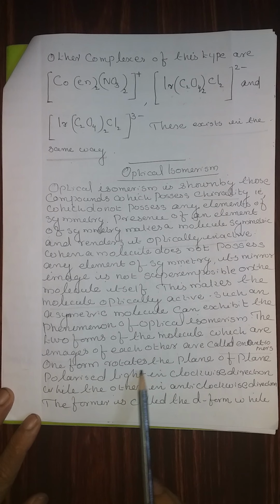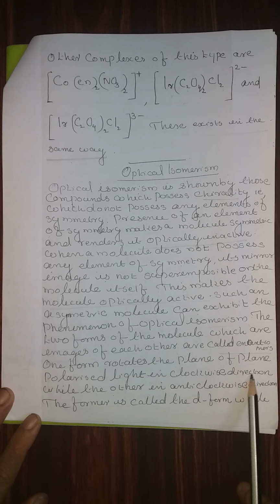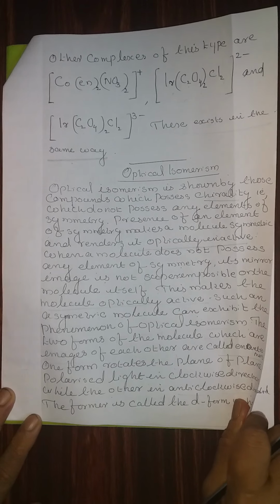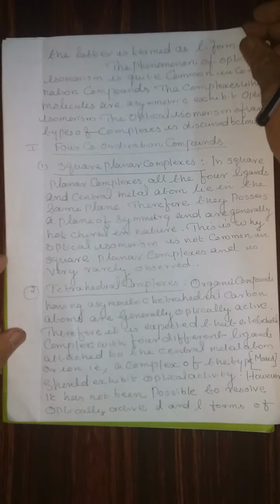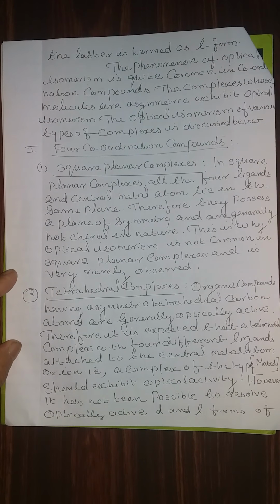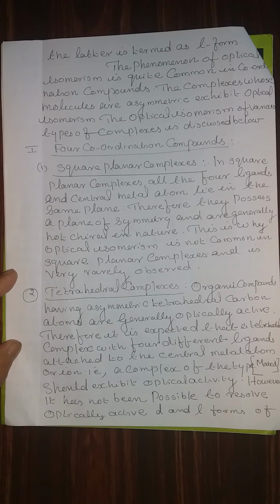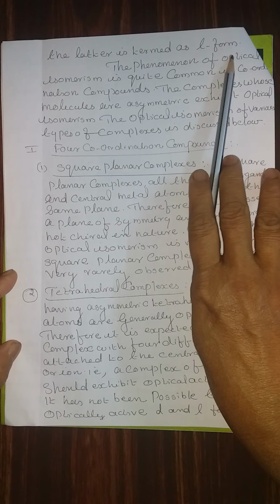One form rotates the plane of polarized light in the clockwise direction, while the other rotates it in the anti-clockwise direction. The former, which rotates in the clockwise direction, is known as the D form, and the one which rotates in the anti-clockwise direction is known as the L form.